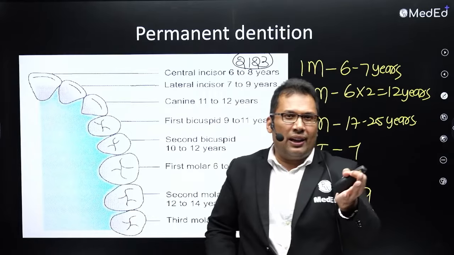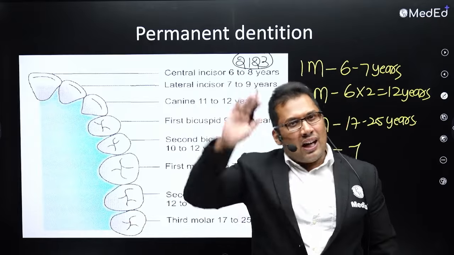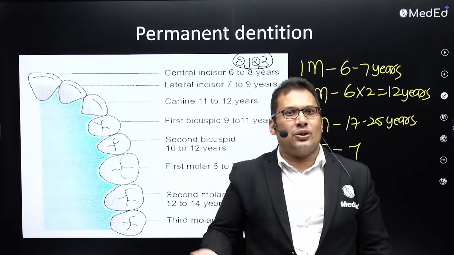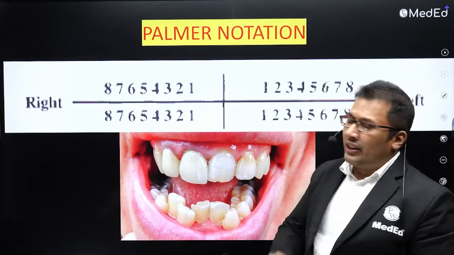The question can be asked: first to erupt, first molar. Last to erupt, last molar. Canine, 11 years. Second last to appear, other than molars. So this is one question asked.